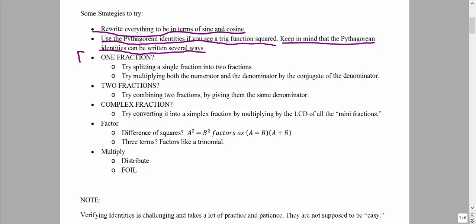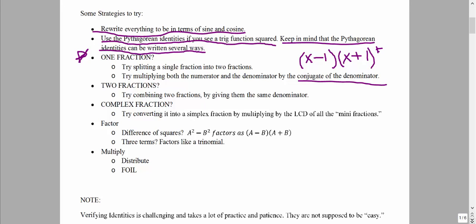Another strategy that we might use is that if we have one fraction, we can try splitting it into two separate fractions. Or we can try multiplying the numerator and denominator by the conjugate of the denominator. What is a conjugate? If you think back to algebra, if I have x minus 1, the conjugate would be the same term in the front and the same term in the back, but the only difference between these two binomials is that the sign in the middle would be opposite. When we multiply conjugates together, the two middle terms will drop out.